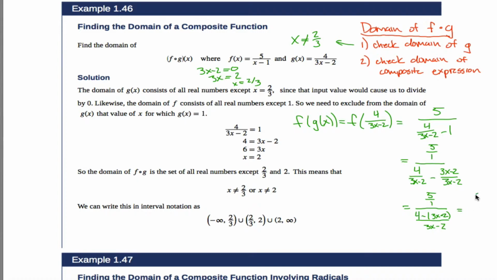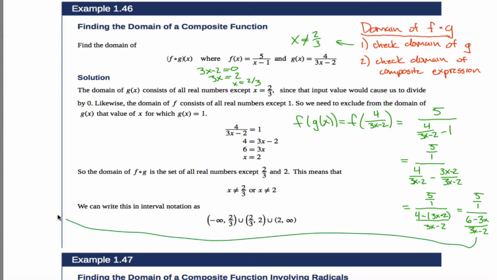In other words, 5 over 1 divided by, if I distributed this negative through, I get negative 3x plus 2. And this 4 and this 2 would give me 6. So I got 6 minus 3x divided by 3x minus 2. And finally, I can simplify this thing.